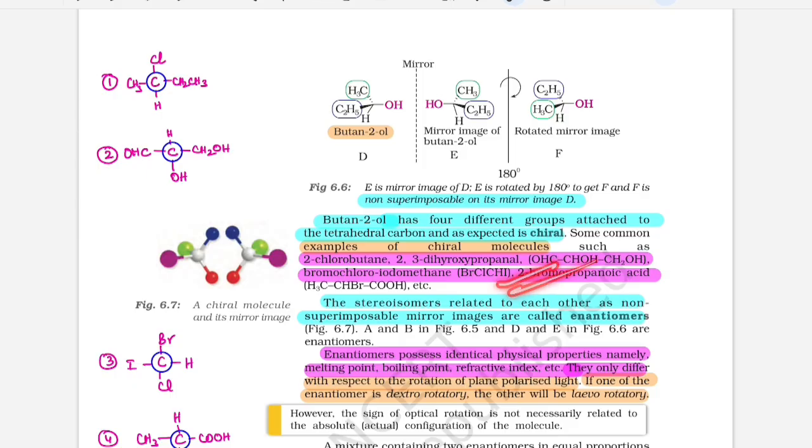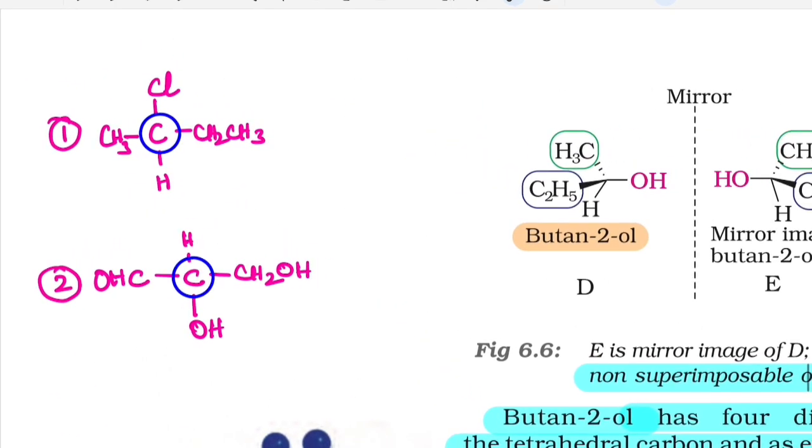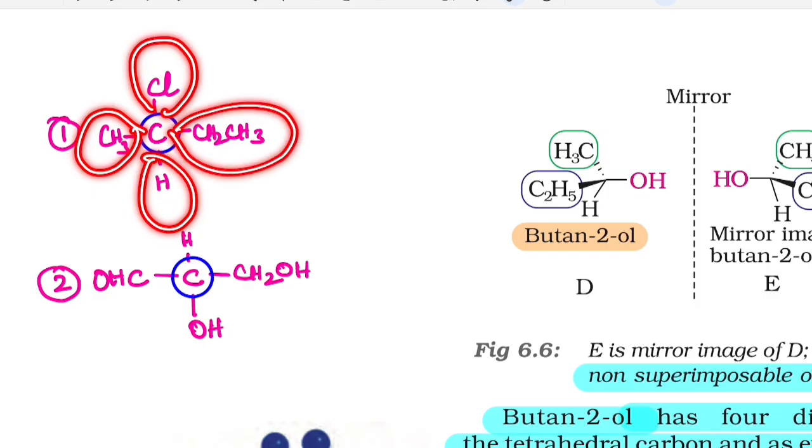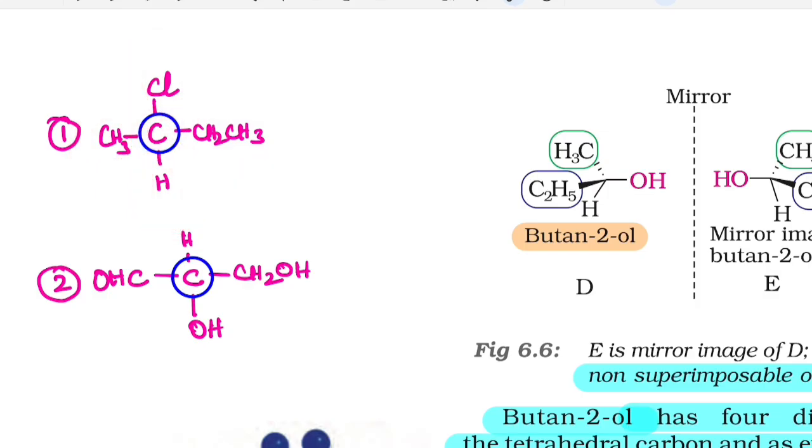So these molecules I have written here. The first one is 2-chlorobutane. Butane means 4 carbon atoms should be there: 1, 2, 3, 4. So 2-chloro means a chlorine atom is present at the second carbon. So check whether it is optically active or not. So this is the carbon. See whether 4 different groups are attached. Chlorine, CH3, H, C2H5. So 4 different groups are present. Therefore it is optically active.